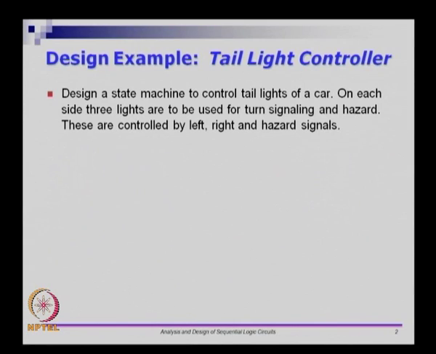If I want to do a right turn, I want to show that it is turning right, or I may have a hazard. Hazard means there is some problem in my car, so I want to press a button to signal panic, and anyone behind me should understand, from these lights blinking, that there is a problem in the car. These are controlled by, let us say, left, right and hazard signals.